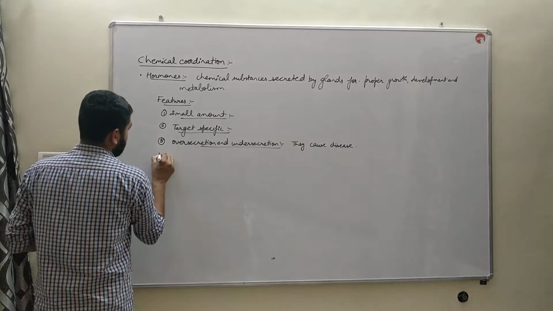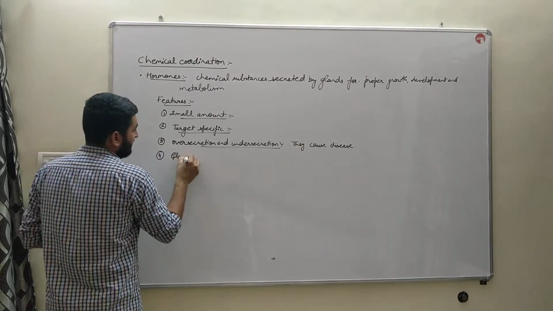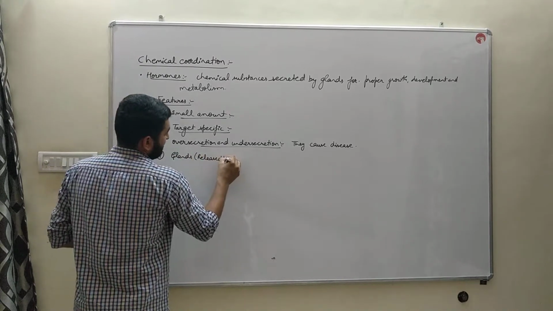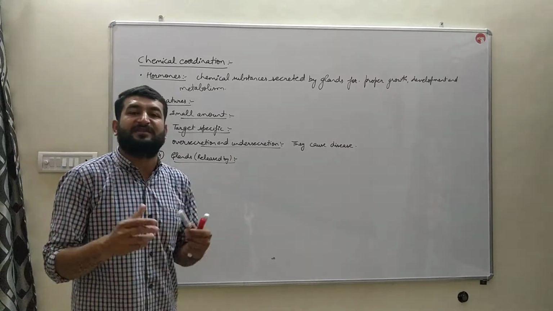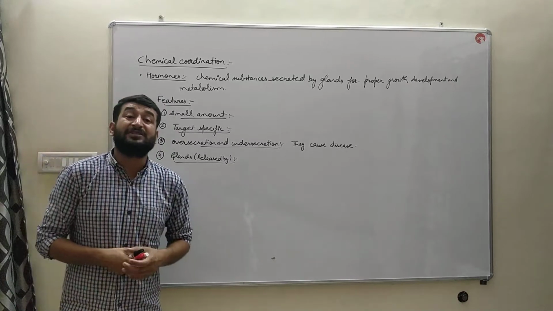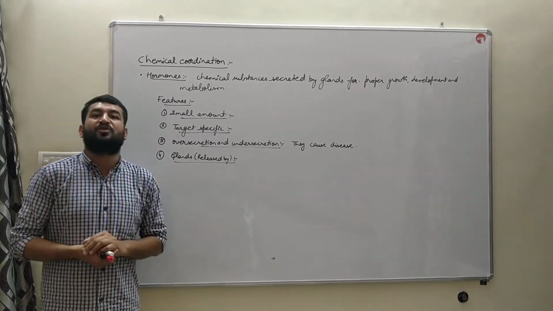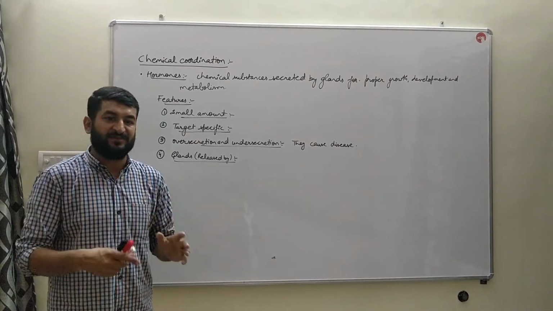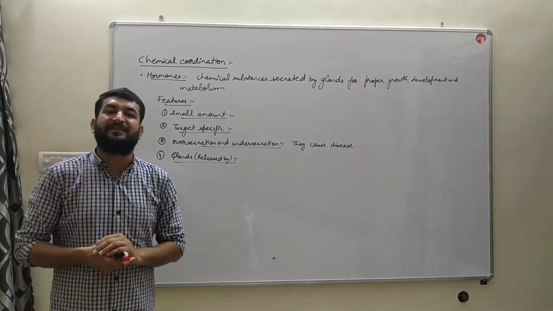Next one. Hormones are released by glands. So glands are the specific cells, tissues or organs which release certain chemicals named hormones, which help in the growth and development and control and coordinating activities of humans along with the nervous system. So these are certain features of hormones which are secreted in our body.